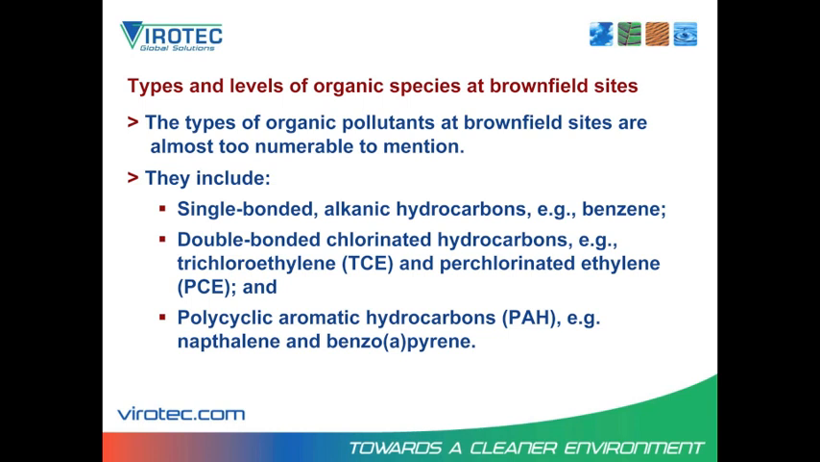Some of the types and levels of organic species: most of these broad categories were discussed in some detail this morning in relation to gasworks, although they do appear at a whole variety of different industrial sites, including manufacturing sites. And there are hundreds, literally. Typically about 10 or 15 of them are measured or analysed for, but there are many, many more that go unnoticed. But the broad categories are the single-bonded alkanic hydrocarbons, of which benzene is an example, double-bonded chlorinated hydrocarbons, of which TCE and PCE are examples, neither of which exist naturally in the environment. They are man-made contaminants. And then PAH, which was a contaminant that was discussed in great detail this morning.